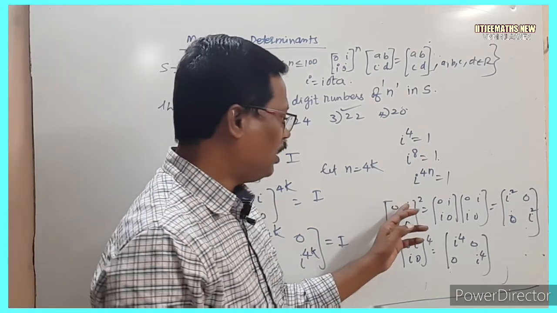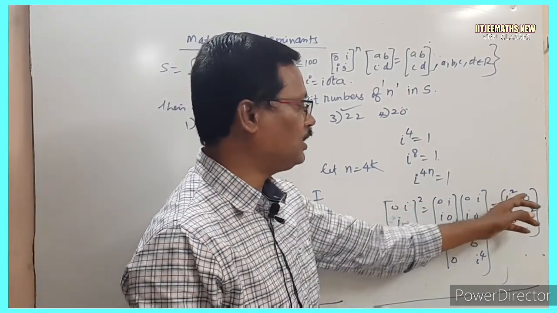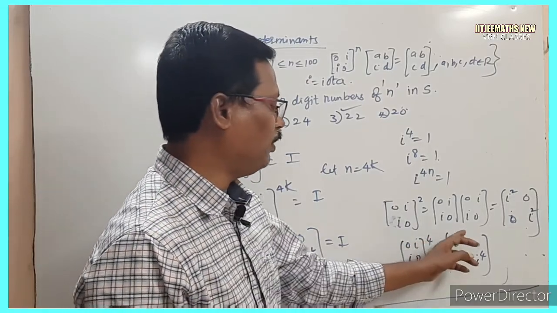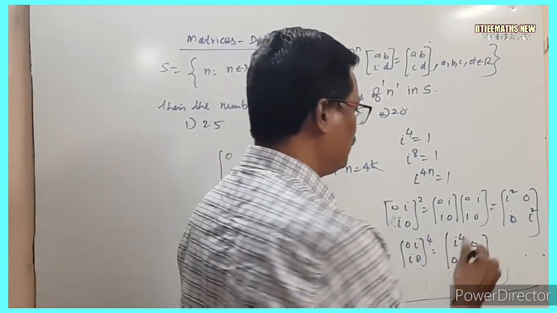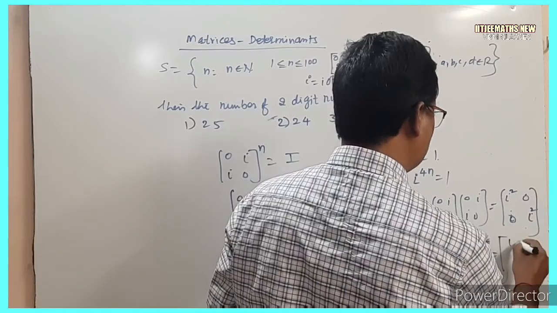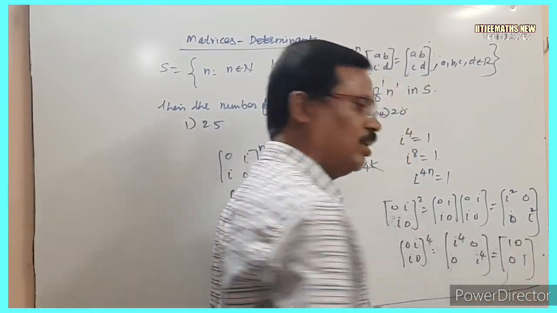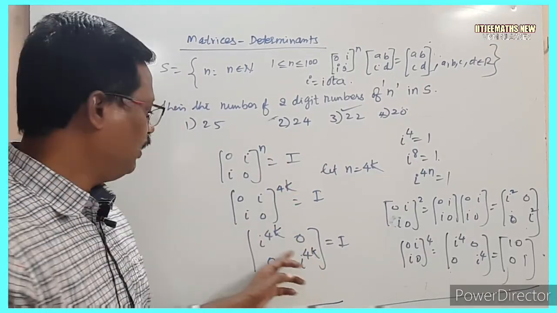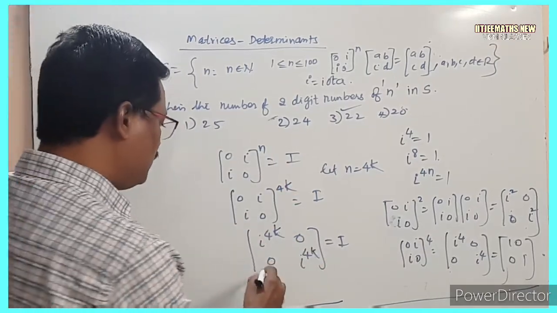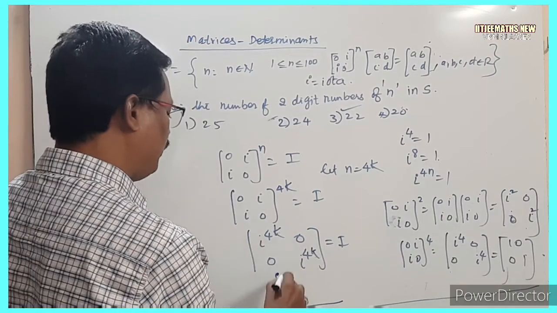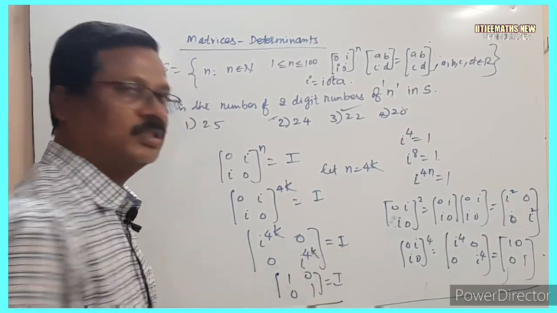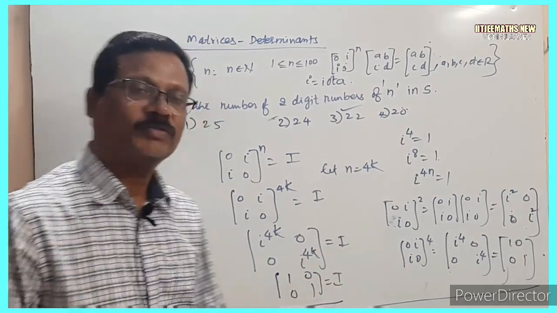Now why? Because if we square this one, we get [i square 0; 0 i square]. If I take the 4, that is [i power 4 0; 0 i power 4], which is an identity matrix, [1 0; 0 1]. Right. Now instead of n, I am taking 4k. Therefore we get like this. This is the identity matrix, i power 4k, [1 0; 0 1]. Therefore we got the identity matrix. That's why n must be 4k.